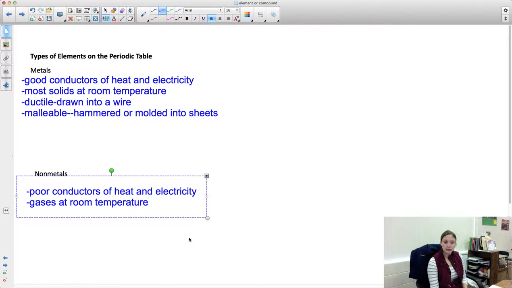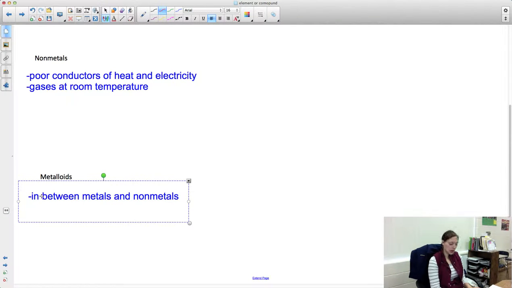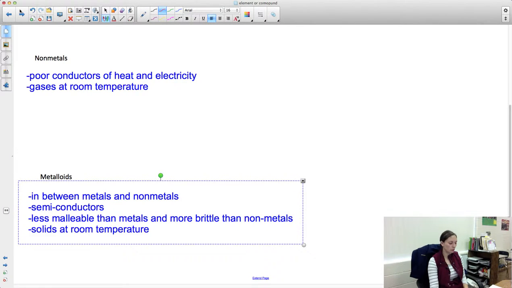And the last type of element we have is what we call a metalloid. Metalloids are in between a metal and a nonmetal. These tend to be what we call semiconductors, meaning again they're somewhere in between. They are less malleable than metals and more brittle than nonmetals. And most metalloids are solids.